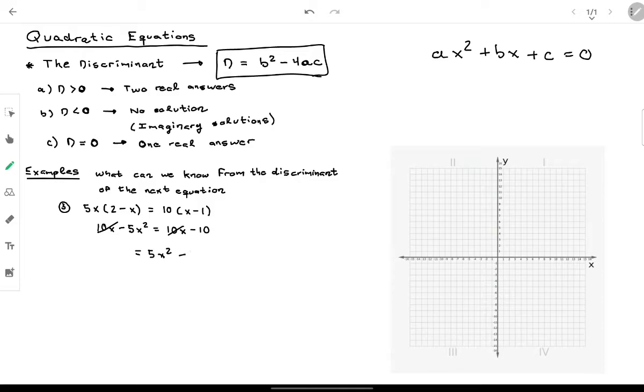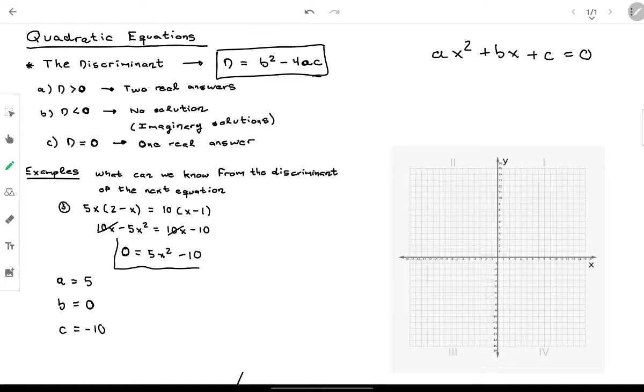And the minus 10, it will be here, so equals 0. So what happens here? We have that a has a specific value of 5. We don't have a bx term, so b has a value of 0. And the c, the independent term, it's minus 10.